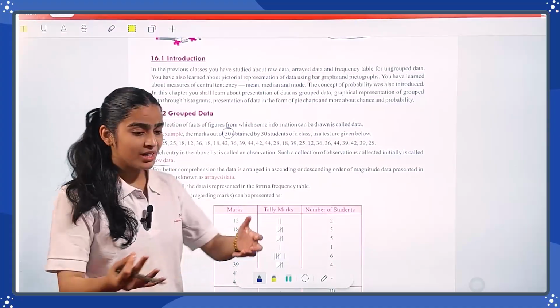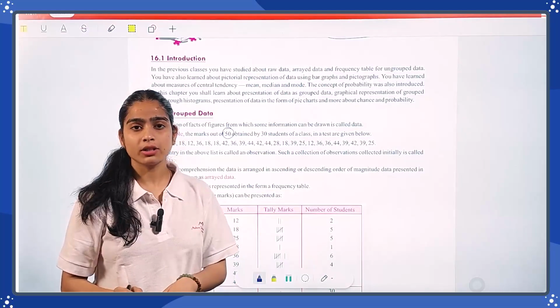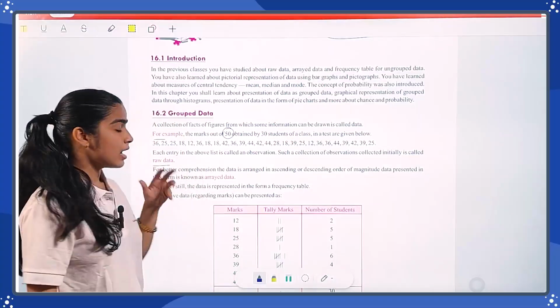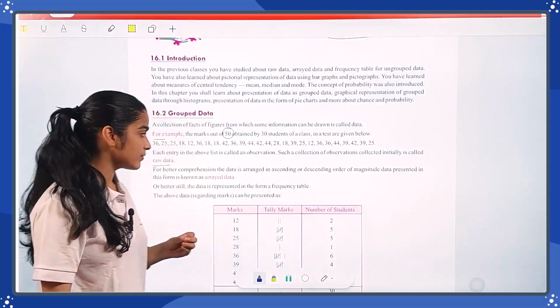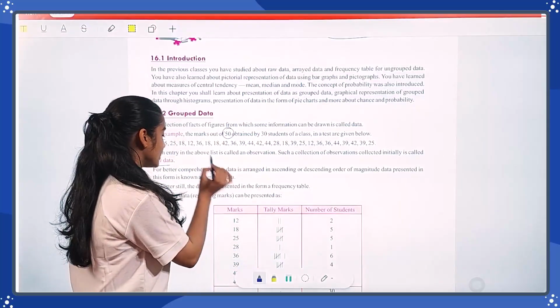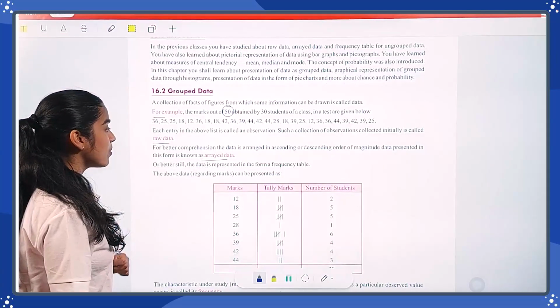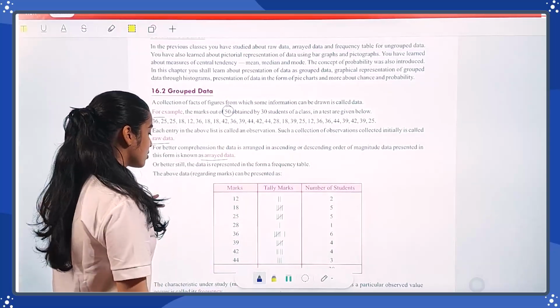So when we just collect the data, we do not arrange it in ascending or descending order, and we are not doing anything on it. It is referred to as raw data. After arranging it in ascending or descending order, it is referred to as array data. Or better still, the data is represented in the form of a frequency table. The above data regarding marks can be represented as follows. So these are the marks.